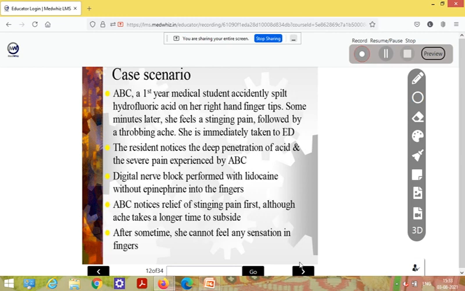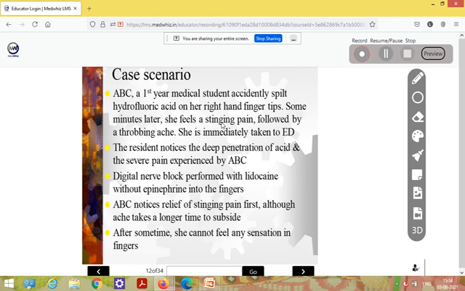So having understood the mechanism of action, let me quickly take you to a case scenario of a first year medical student who accidentally spills some kind of a chemical, which is a corrosive, on her right hand fingertip. So she feels the stinging pain initially, followed by a throbbing ache. The main point which I want you all to focus on over here is that there are different types of pain sensations, and each of these is carried by different nerve fibers.